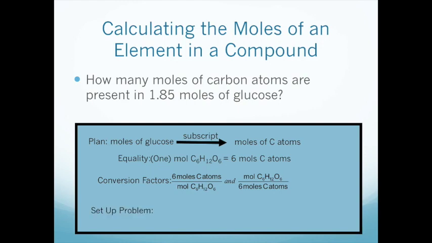Now when we set up our problem, we have 1.85 moles of glucose times 6 moles of carbon atoms per mole of glucose. Moles of glucose cancel, so the math is 1.85 times 6, which equals 11.1 moles. So in 1.85 moles of glucose, there are 11.1 moles of carbon atoms.